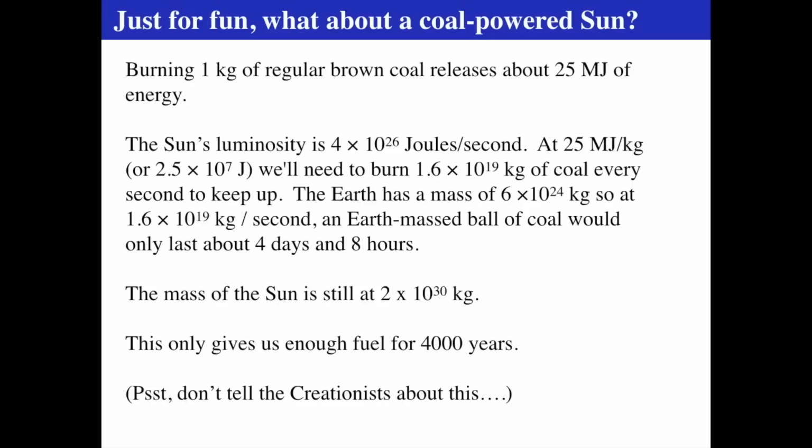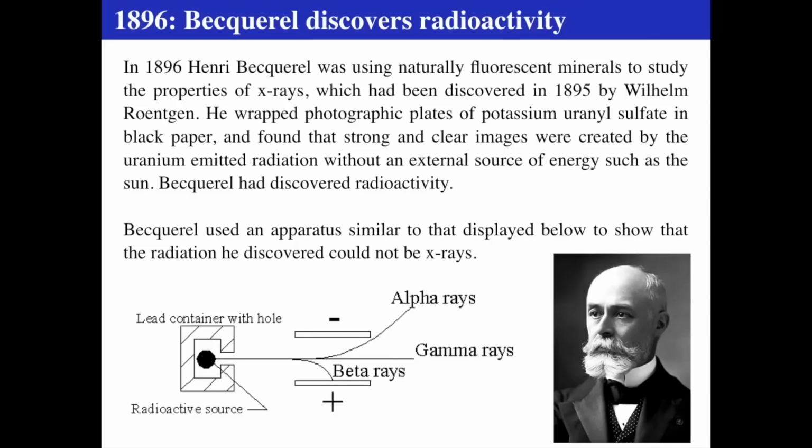In any event, 4,000 years is the length that you get if you want to have a coal-powered sun, and it doesn't work because everything that we know makes the Earth much older than a few thousand years.